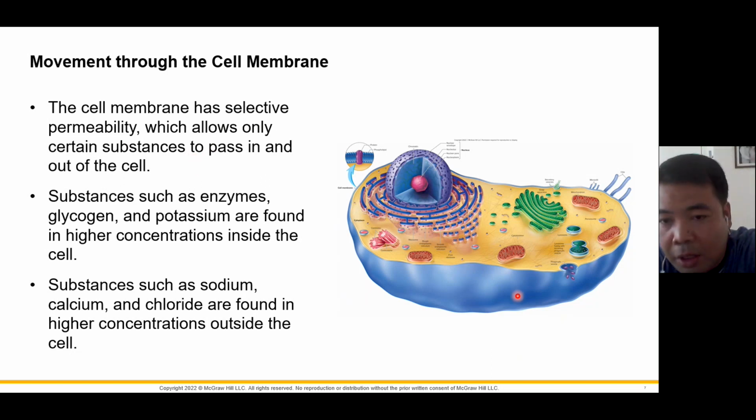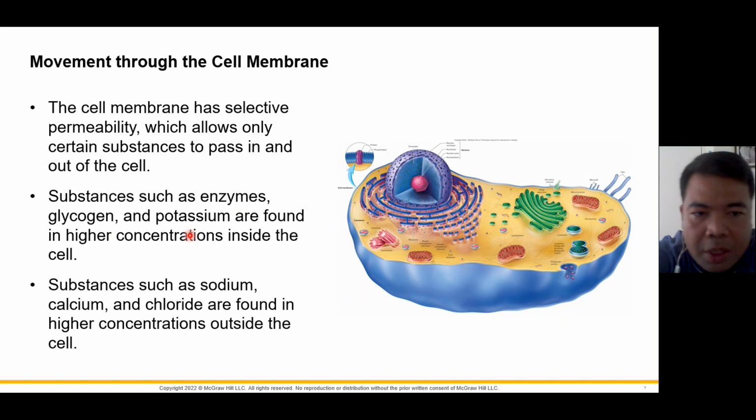And that is why, as we have said earlier, the outside of the cell has a different composition as compared to the inside. Now, substances such as enzymes, glycogen, potassium are found in higher concentrations inside the cell. So, anong mas marami sa loob? Enzymes, glycogen, and potassium. While substances such as sodium, calcium, chloride are found in higher concentrations outside.